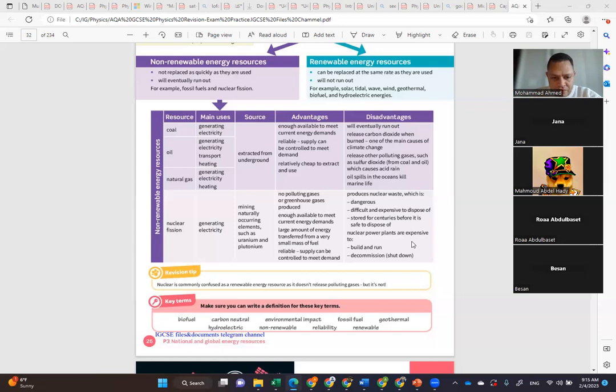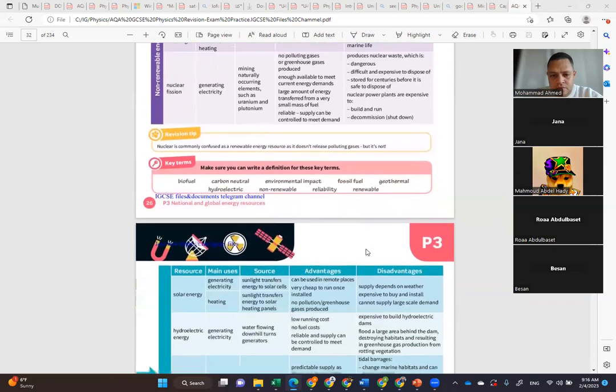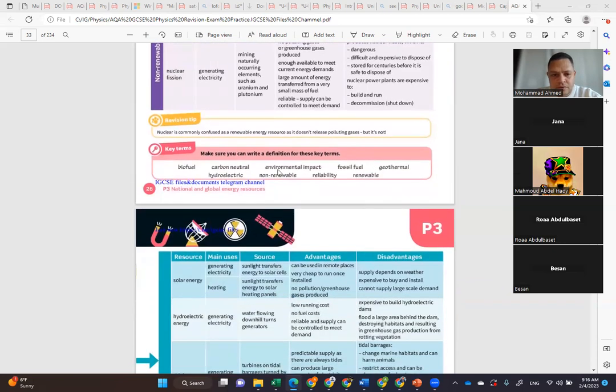Nuclear is commonly confused as a renewable energy resource, and it doesn't release polluting gases, but that is not the case. So we're done with the non-renewable energy resources. So we're going to go back to this.